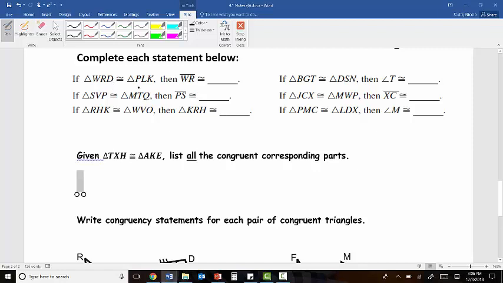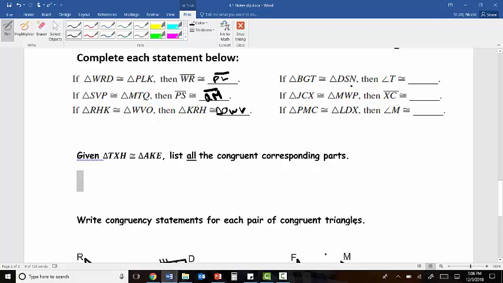So we're going to take some congruency statements from triangles, and we're going to make some conclusions ourselves. So WR would have to be congruent to side PL, first and last letter. PS has to match up with QM, so we'll put segment QM. So it says RHK goes with WVO. So if we switch the order to KRH, we'd be switching the order to last, first, middle. So last, first, middle: OWV. And you want your triangle symbol.